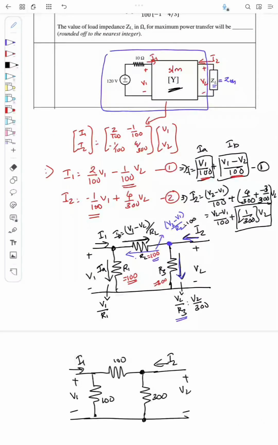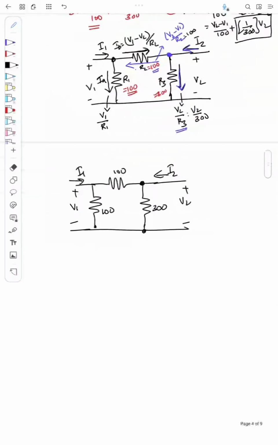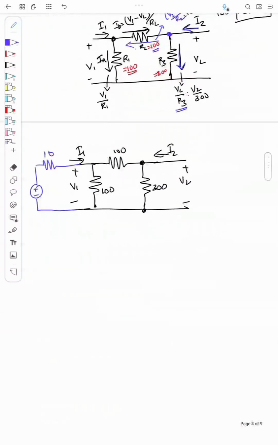Apart from this, I have an input voltage source of 120 volt and a 10 ohm resistor connected in series, and I have a load ZL. So I can add one 10 ohm resistor here, and I have a voltage source. This voltage is 220 volt, and across this I have connected one load ZL.